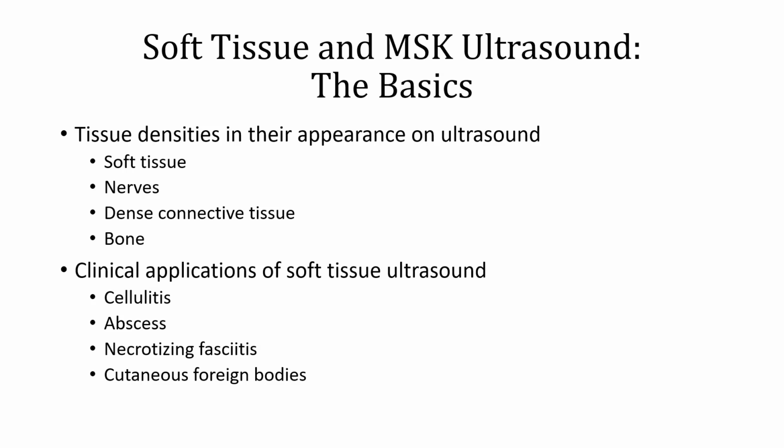We're going to talk about tissue densities and their appearance on ultrasound. Soft tissue, nerves, dense connective tissue, and bone all have distinctive appearances on ultrasound, and that helps us to distinguish normal anatomy from abnormal anatomy. Some clinical applications of soft tissue ultrasound include cellulitis, distinguishing cellulitis from abscess, necrotizing fasciitis, and cutaneous foreign bodies.